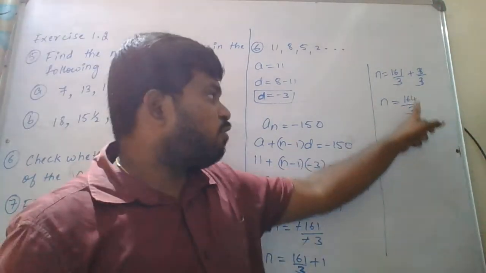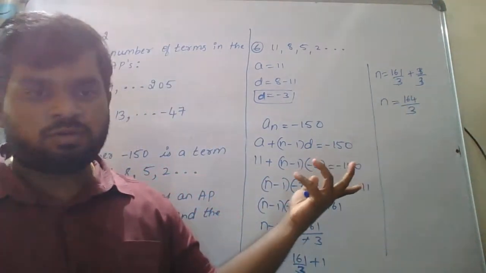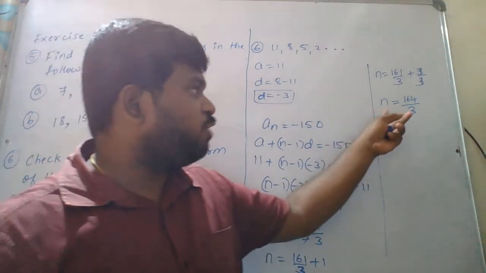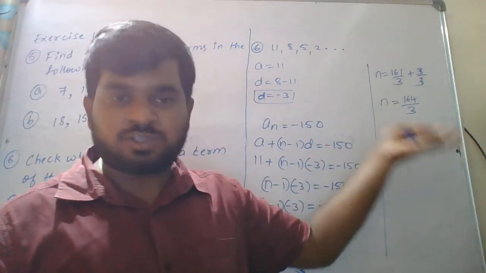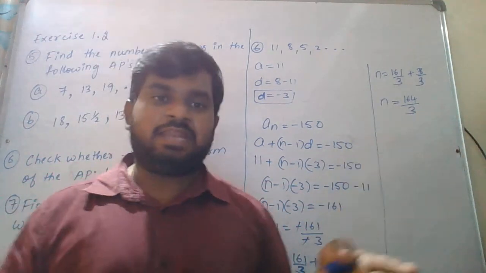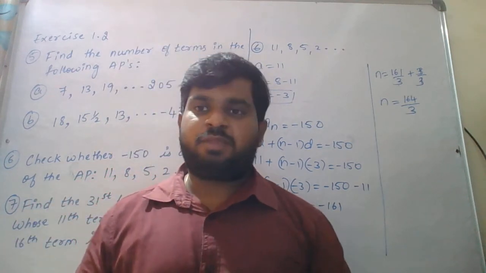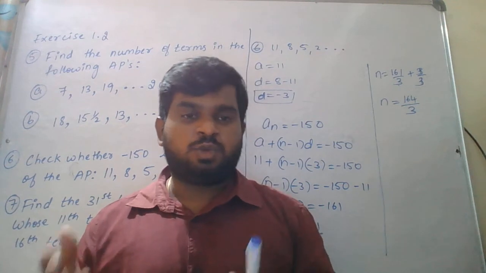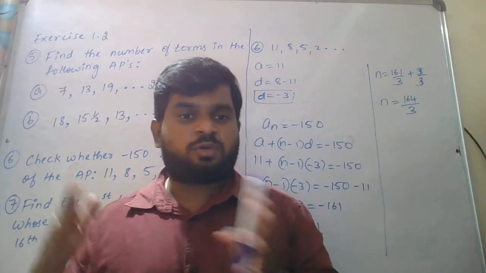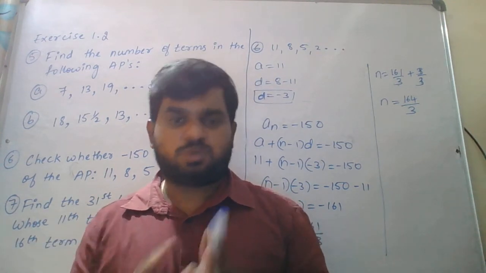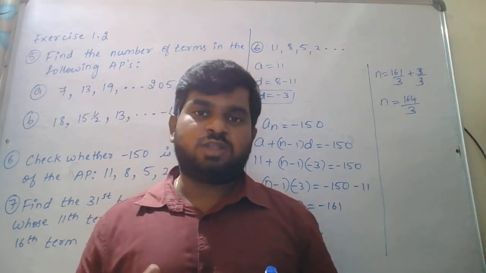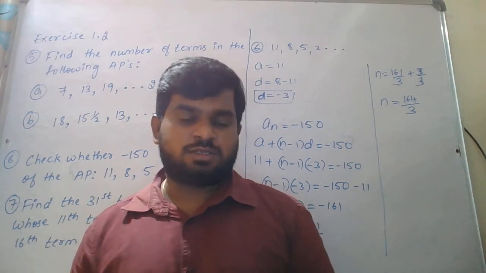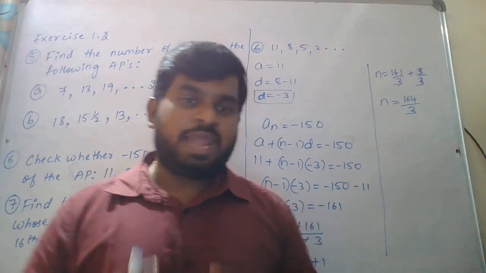Is 164 divisible by 3? No, you can't divide it. Therefore, the value of N that you've got is a fraction, which is not possible. N is the number of terms, right? For example, if I ask you how many students are there in your class, you will give me a natural number, like 10 students or 50 students. You won't say we have 50 and a half students. That's not possible, right? N cannot be a fraction.